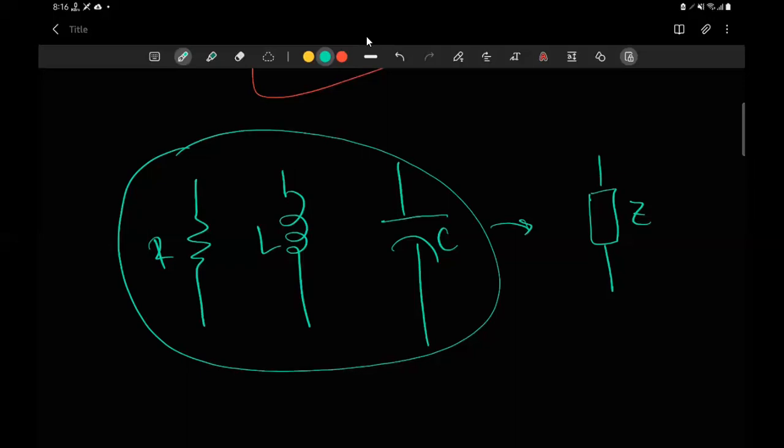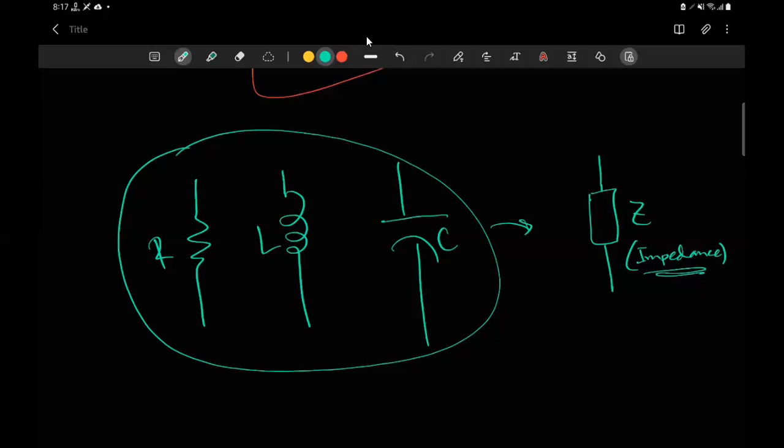I don't know, probably because the Germans invented it or something like that. Whatever, we give all of them this common name Z, and we call it impedance. So this is resistance, this is inductance, this is capacitance, and this is impedance. The dictionary meaning of impedance is just resistance, so it works like a resistance. You can imagine that this is basically AC resistance.